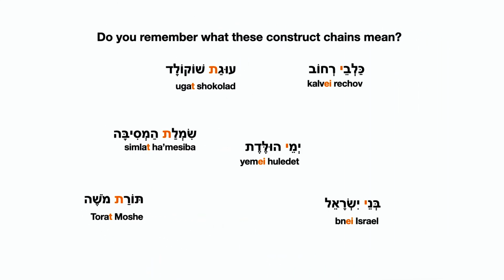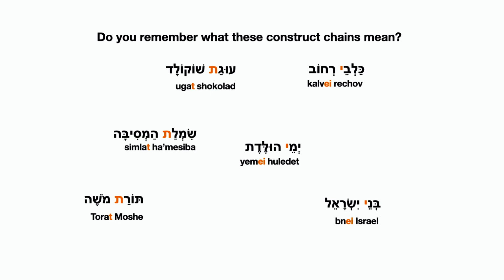Now let's see if you remember what these construct chains mean. כלבי רחוב. עוגת שוקולד. ימי הולדת. שמלת המסיבה. בני ישראל. תורת משה.